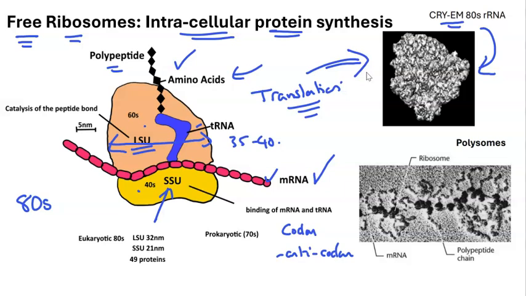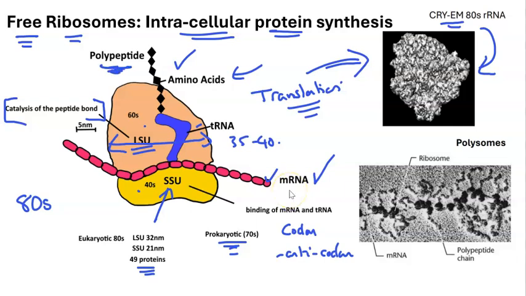Within the ribosome, there are actually some proteins as well. I believe in eukaryotic ribosomes, there's about 49 different proteins. Prokaryotic ribosomes are slightly smaller, which is one of the distinctions between pro and eukaryotic cells. So the overall function of a ribosome is the catalysis of the peptide bonds, joining amino acids together in order to create polypeptide chains. And this happens within the cytoplasm.